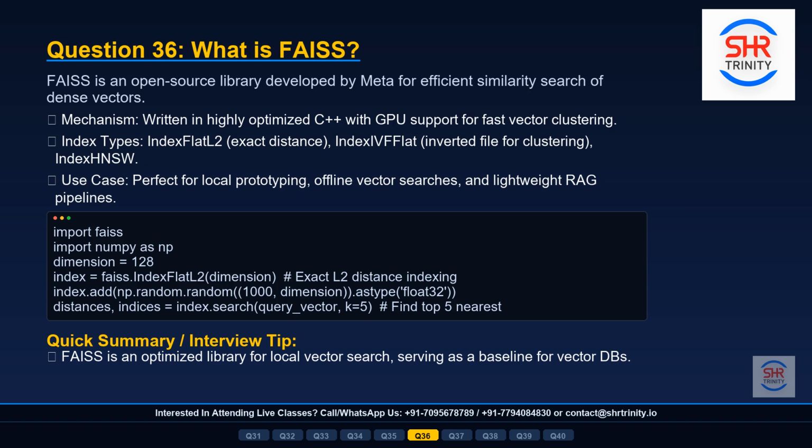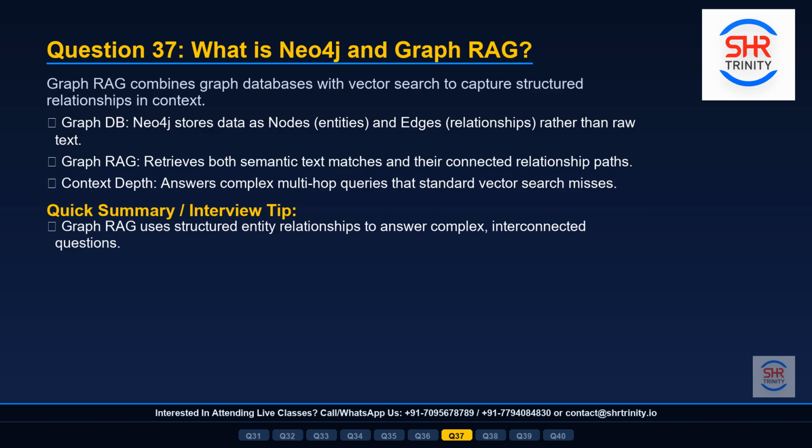Question 37. What is Neo4j and GraphRAG? Standard vector search retrieves isolated text chunks, which can fail to answer complex, multi-hop questions like, how is Project Alpha connected to Team Bravo? GraphRAG resolves this by combining vector search with a graph database like Neo4j.